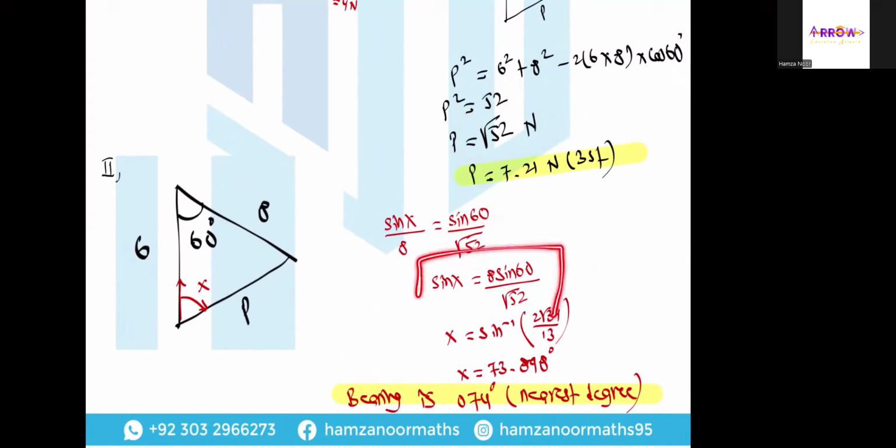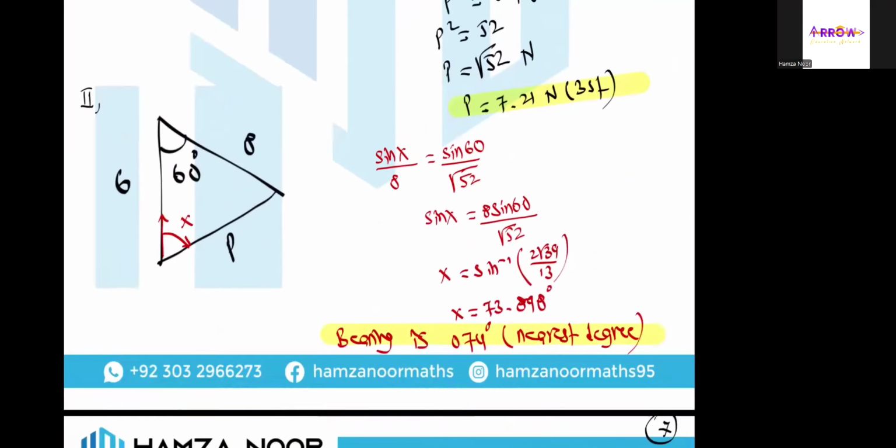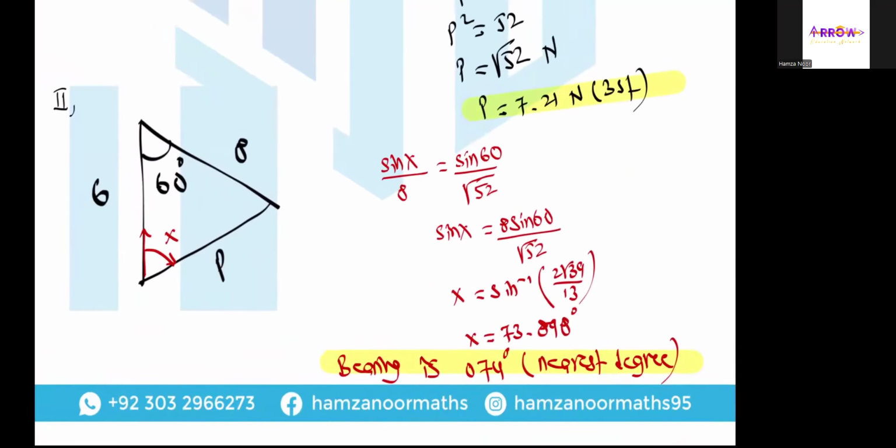So sine X is equal to 8 sine 60 divided by square root of 52. So this means X is equal to sine inverse of 2 root 39 divided by 13. So first of all, I found the value of X to a higher degree of accuracy, and then I gave my answer as a bearing correct to the nearest degree in a three-figure number.